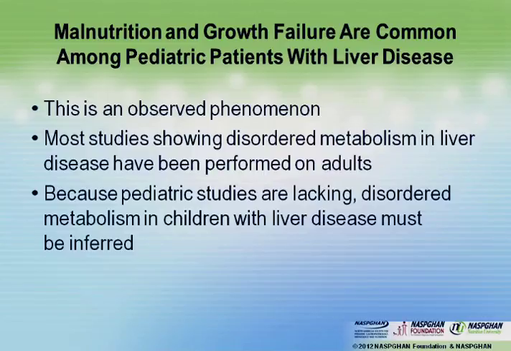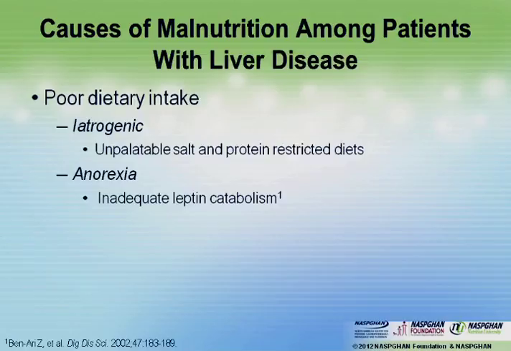The causes of malnutrition include iatrogenic causes, such as unpalatable salt and protein restricted diets. And I'm going to make a plea that we not treat these patients and restrict protein or salt excessively. In addition, there are some data suggesting that there's inadequate leptin catabolism, and I think Rohit can address this in greater detail, but a lot of leptin catabolism occurs in the liver. If there's inadequate catabolism, you have increased circulating leptin and an anorectic phenomenon.